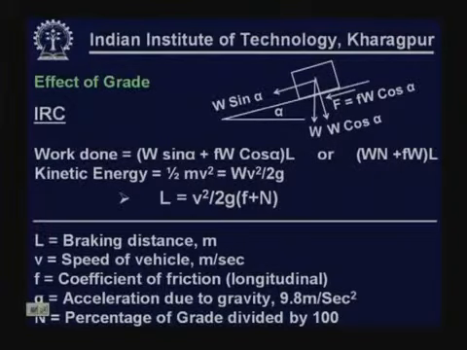So, if we make work done equal to kinetic energy, then we get length L equals v square by 2g into (f plus n). In this case, L is the braking distance in meters, v is the speed of vehicle in meters per second, f is the longitudinal coefficient of friction, g is the acceleration due to gravity, 9.8 meters per second square, and n is the percentage of grade divided by 100.